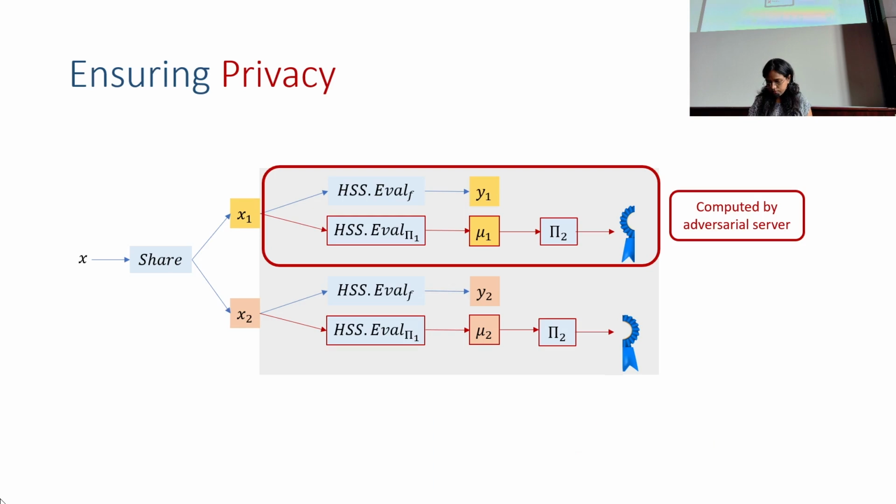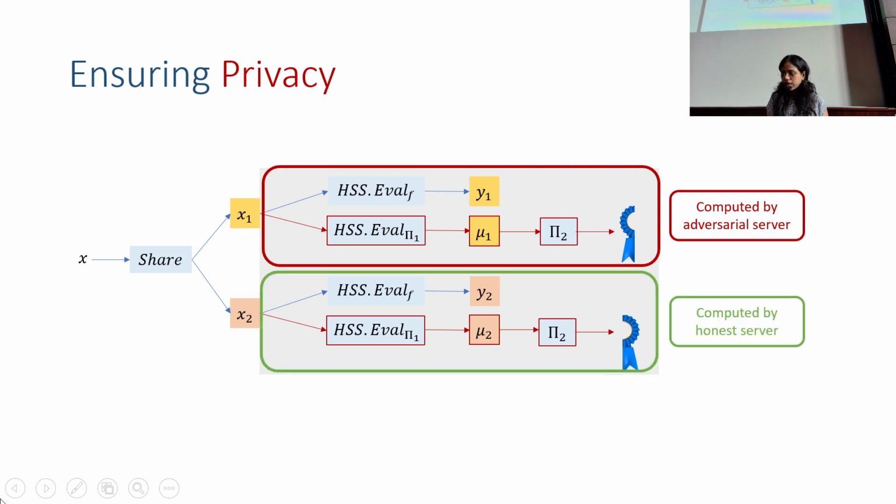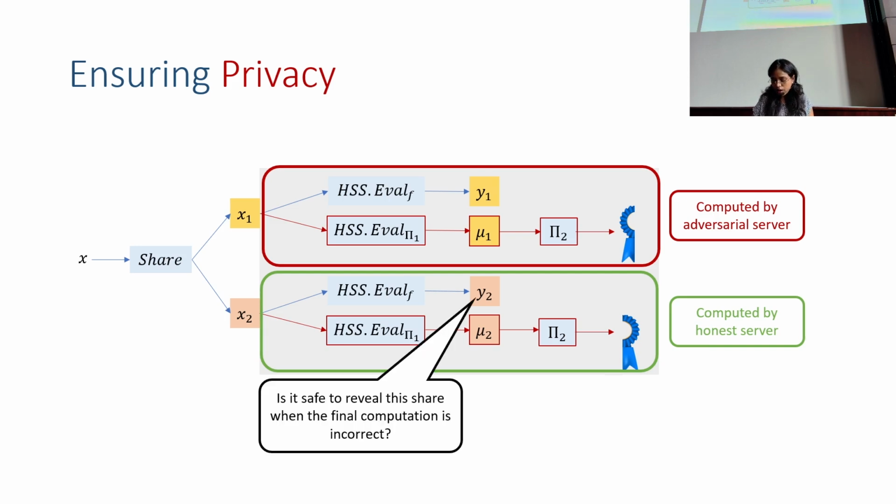Okay, so for privacy, there are a couple of things that we need to make sure. But first, let's assume that this first part of the evaluation is done by a corrupt server, and the second part of the evaluation is done by an honest server. Now, since we allow for malicious corruptions, the shares of the candidate output Y that's computed by these parties may not be correct. And in this case, the question is: is it safe to reveal the candidate output Y, or the share computed by the honest party, before the parties are ensured that this output is correctly computed?